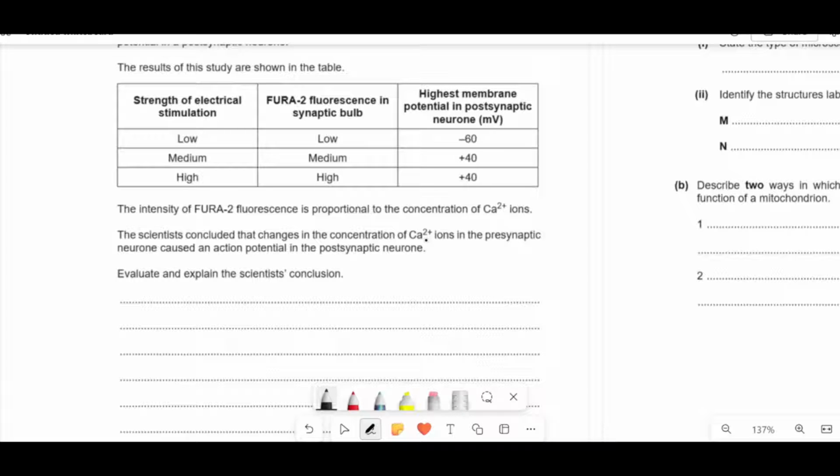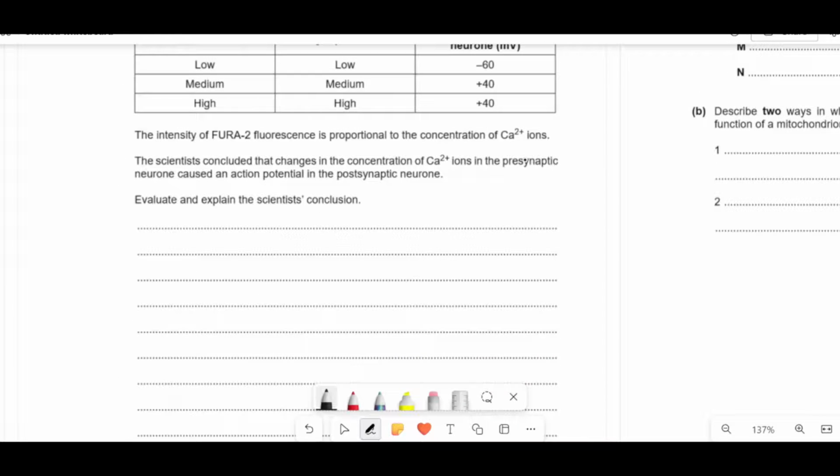The intensity of FURA2 fluorescence is proportional to the concentration of the calcium 2+ ions. The scientists concluded that changes in the concentration of these Ca2+ ions in the presynaptic neuron cause an action potential in the postsynaptic neuron. Explain and evaluate this conclusion.